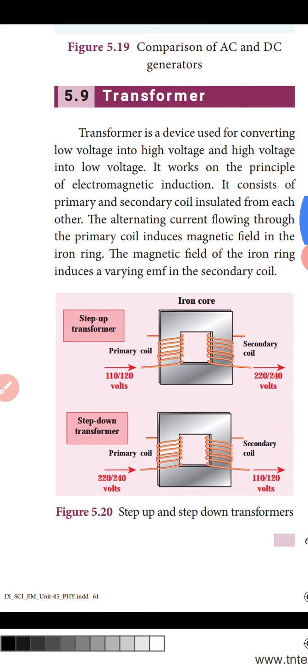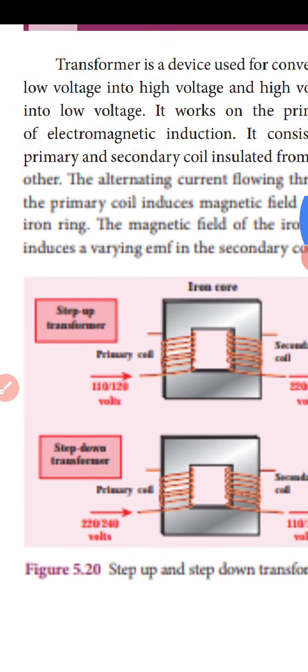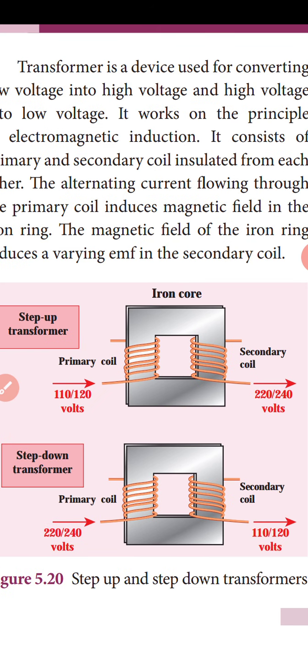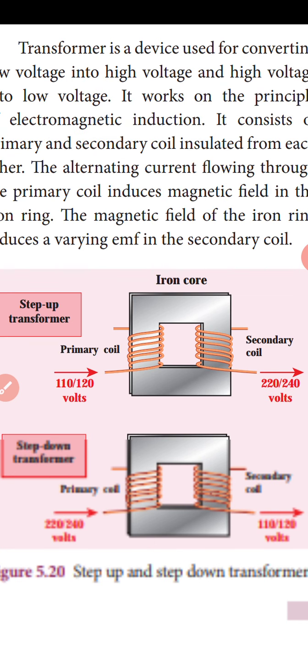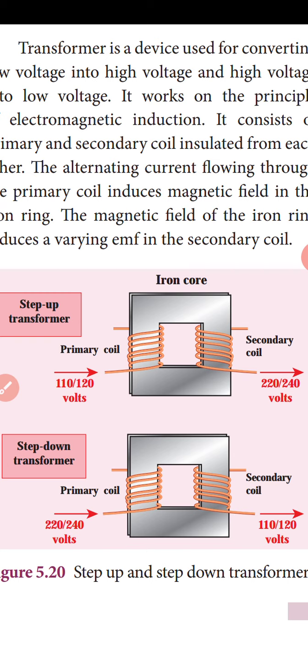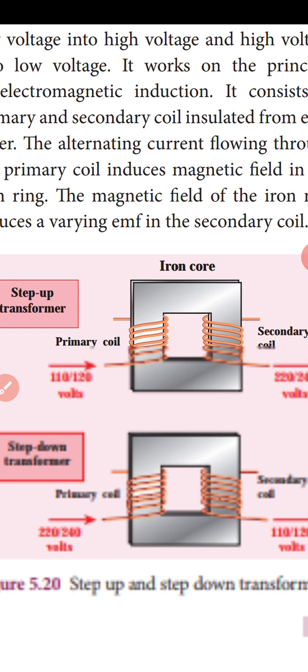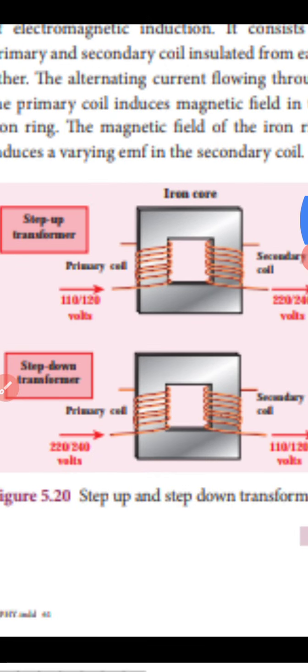See this picture. The first one is the step up transformer. The transformer used to change a low alternating voltage to a high alternating voltage is called a step up transformer. That is, Vs is greater than Vp in a step up transformer. The number of turns in the secondary coil is more than the number of turns in the primary coil, Ns greater than Np.